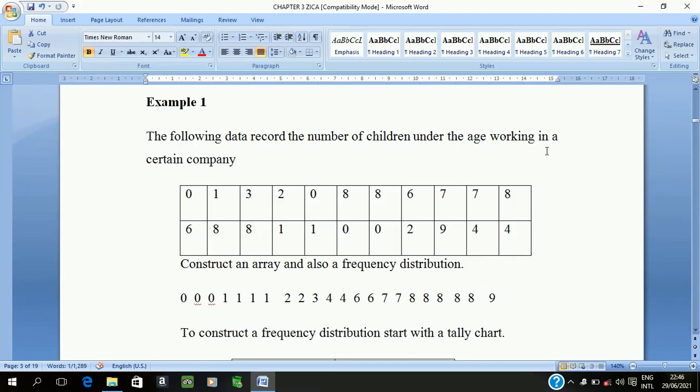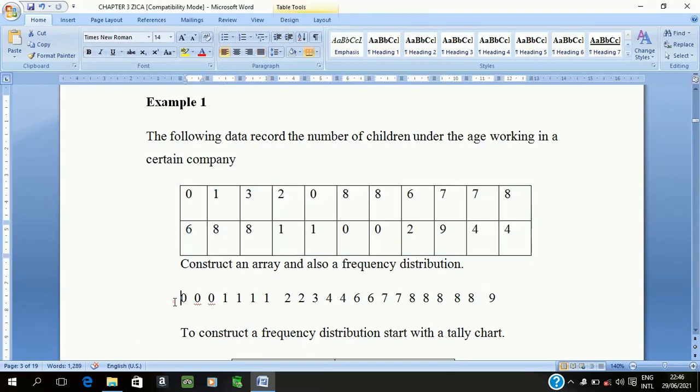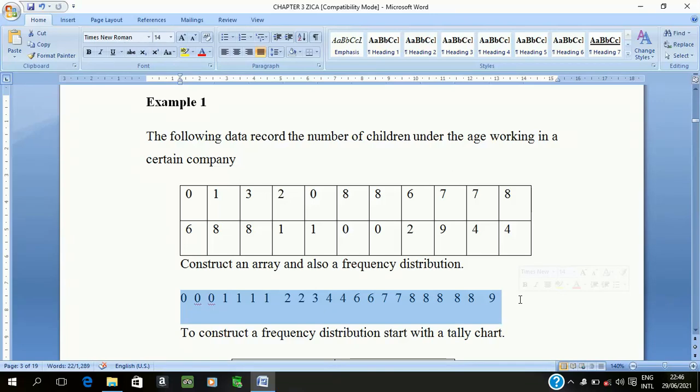A data array is simply data that is arranged in order of size. And this order may be ascending from the smallest to the largest value, or descending from the largest value to the smallest value. So when we do a data array of this distribution that we have here, it will look like this. So we have 0, 0, 0, 1, 1, 1, 1, then 2, 3, and 4, 4, 6, 6 going up like that.